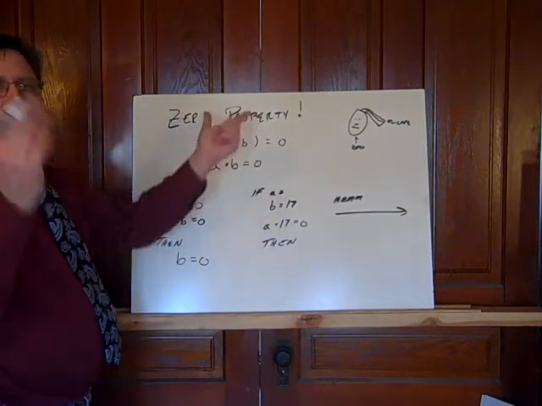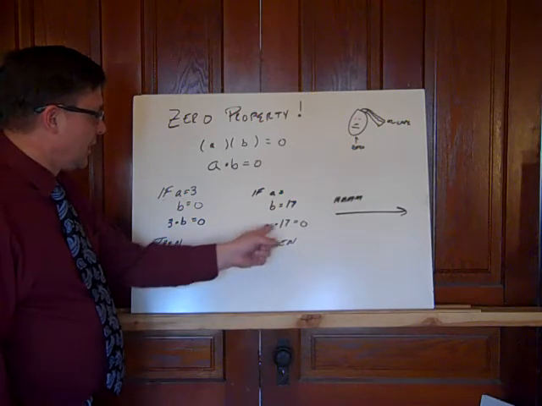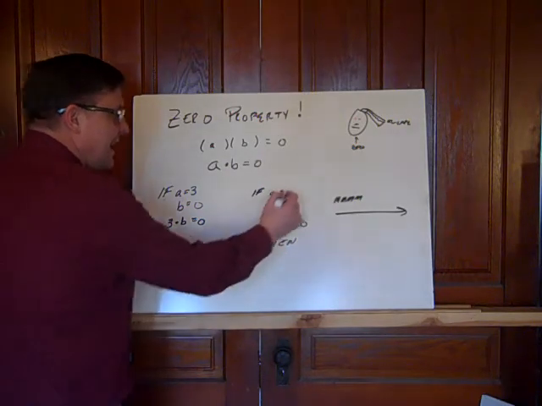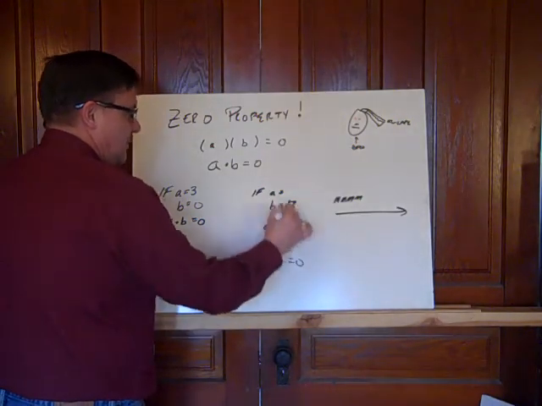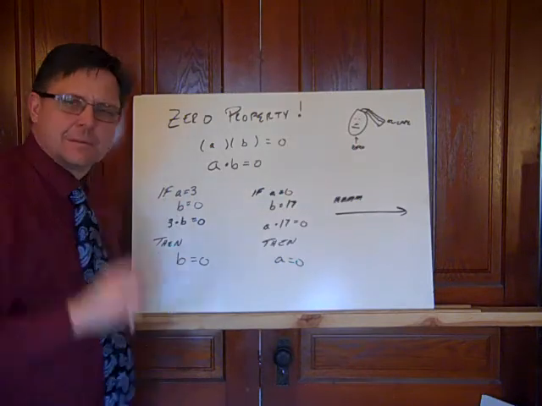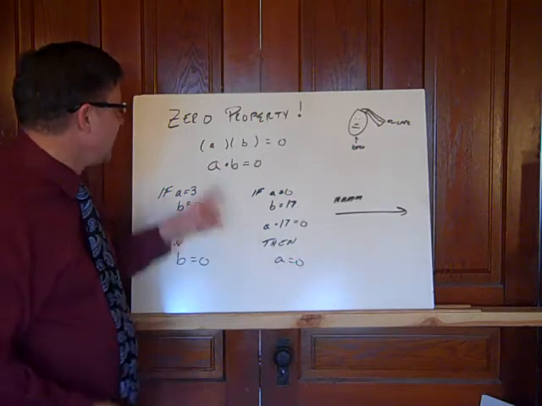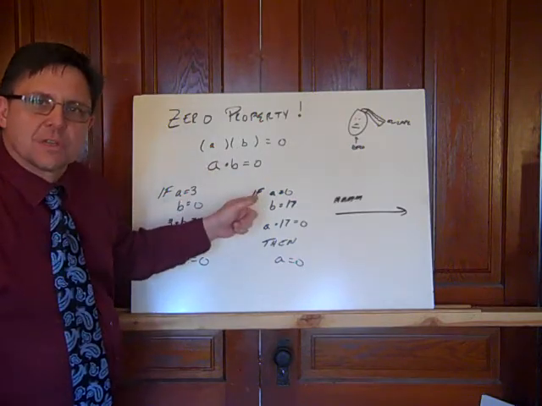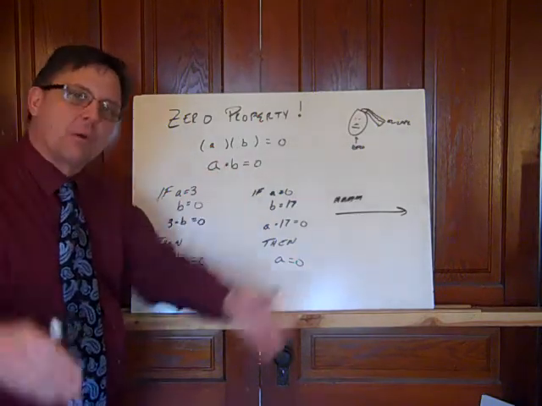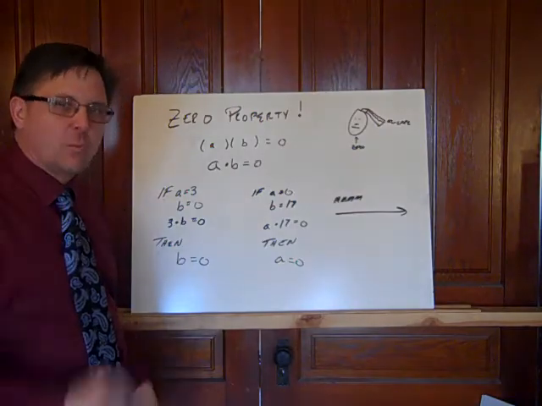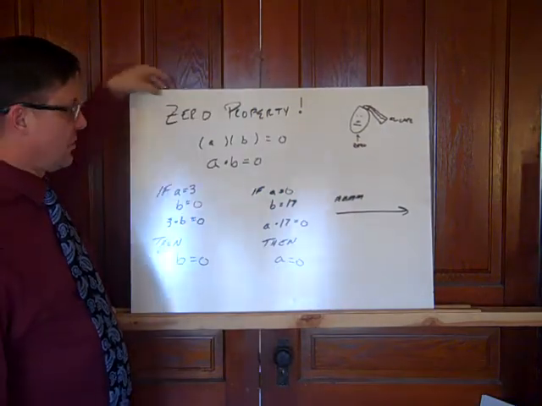Likewise, if I say b is 17, I just picked a random number, a times 17 equals 0. Well then, a has to be 0. What does that mean? That means 0 is our hero. So we can have an equation with two unknowns, and because 0 is so powerful, my favorite number, that and 1, we can solve this equation.